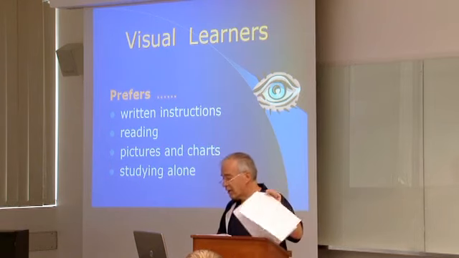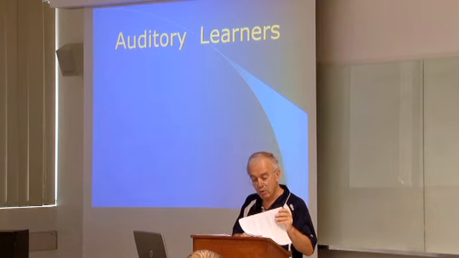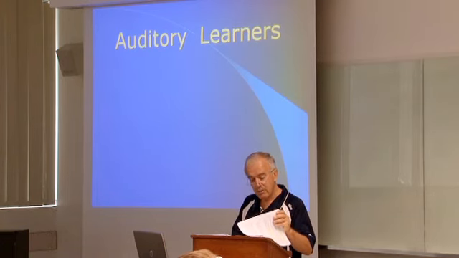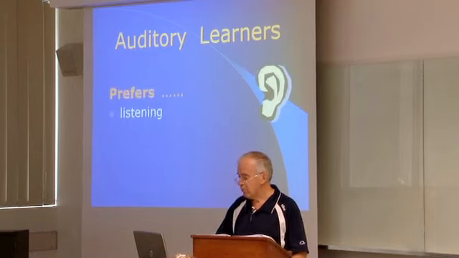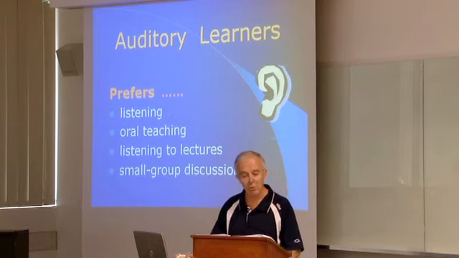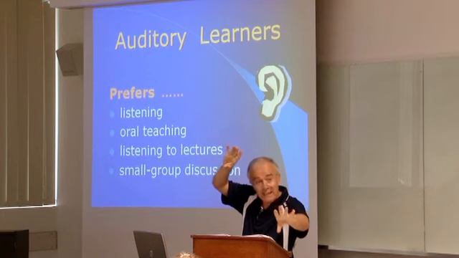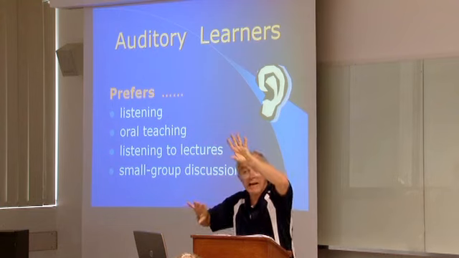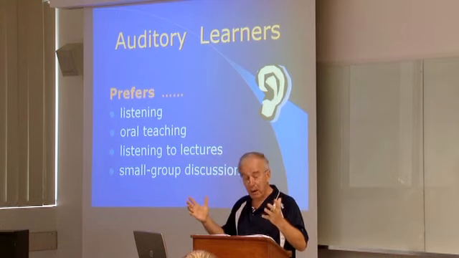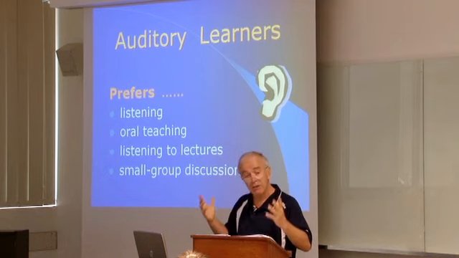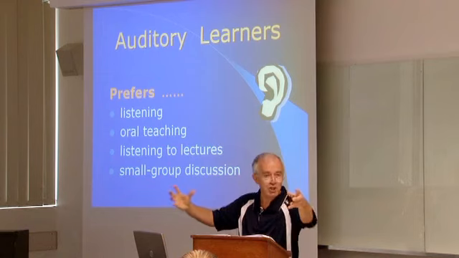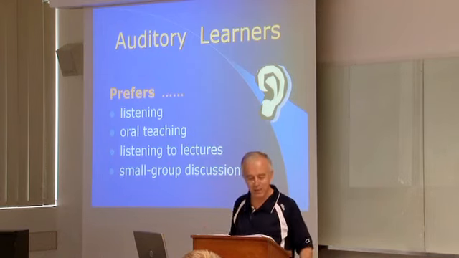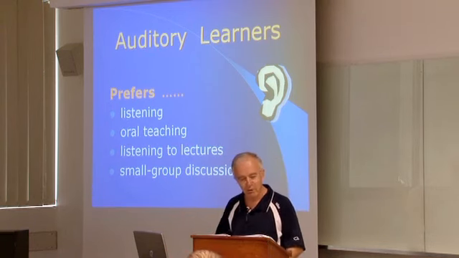All right, the auditory, the numbers are 2, 5, 8, 11, 14. The auditory people prefer listening, obviously, oral teaching, listening to lectures, small group discussion. And in the same way, you can have auditory analytical and auditory intuitive. The auditory analyticals like to hear a lecture: my first point, blah blah blah; my second point, A, B, C; my third point, etc. Where the auditory intuitives, what do they like? Discussion. They like small group discussion, they like interaction.